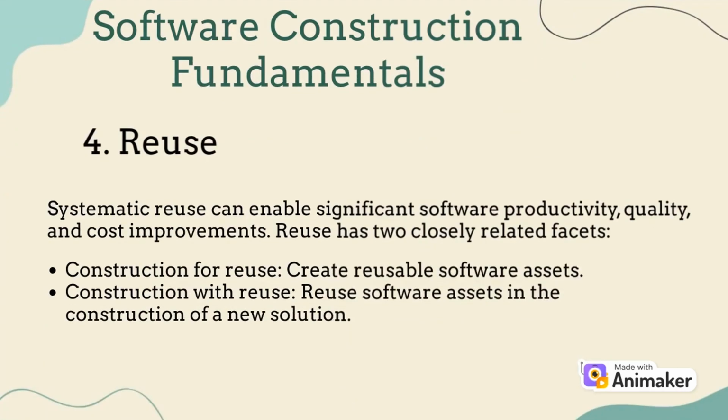The fourth one is reuse. Systematic reuse can enable significant software productivity, quality, and cost improvements. Reuse has two closely related phases. The first one is construction for reuse. It is to create reusable software assets. The second one is construction with reuse. It means that we use software assets in the construction of a new solution.